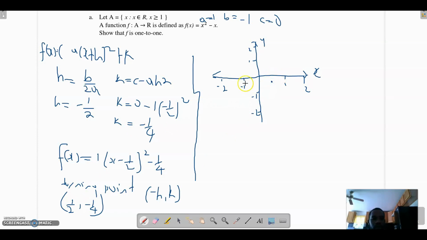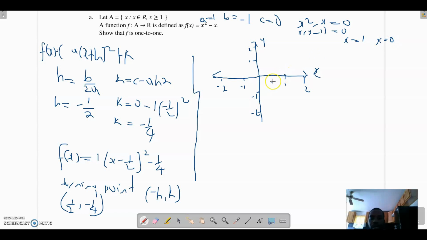All right, good. Now it's going to cut the y-axis at 0, so it's going to cut right through here, right through the origin. Now, what about where it cuts the x-axis? If we let the curve x squared minus x equal 0, factor out an x, we can see that x is 1 or x is 0. So it's also going to cut here.